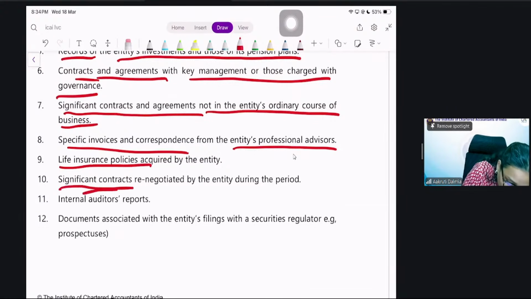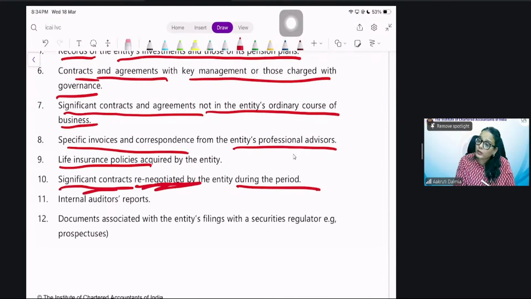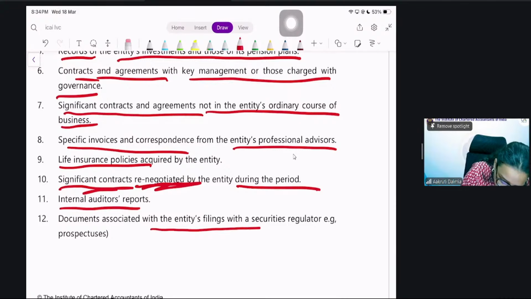If some specific contracts were renegotiated during the period, why were they renegotiated? There was a supply contract for 2 crore rupees and we renegotiated it this year. Why? Why did we give this favor to this person? Is this person a related party? Internal audit reports. Documents associated with the entity's filings with SEBI, like the prospectus. Prospectus can also give you details of related parties.